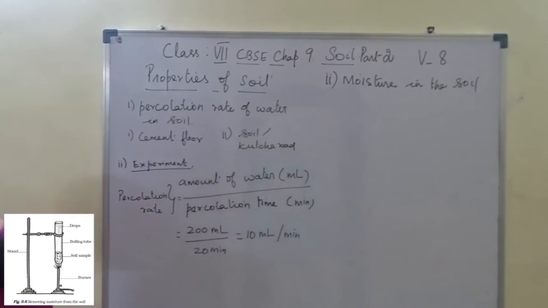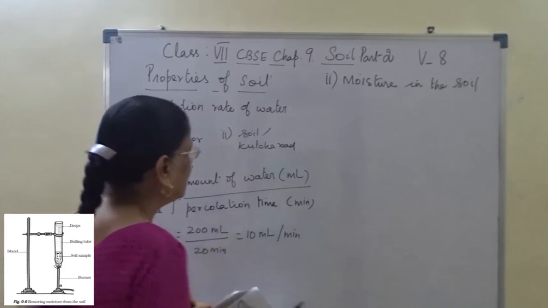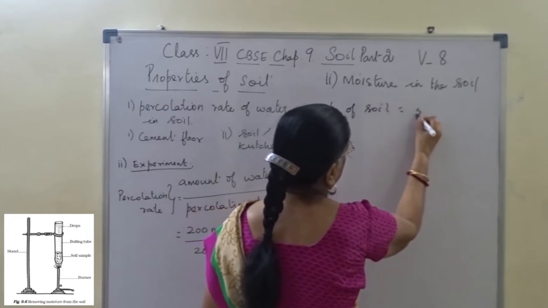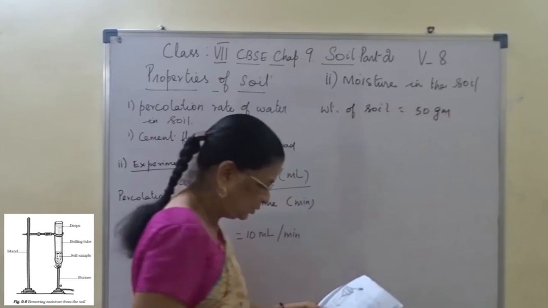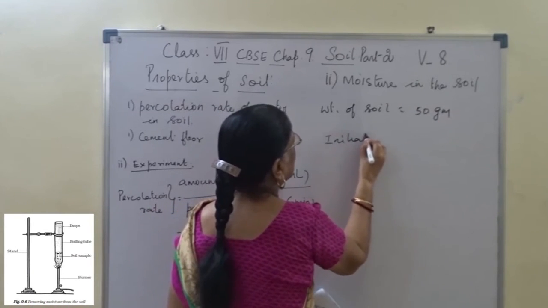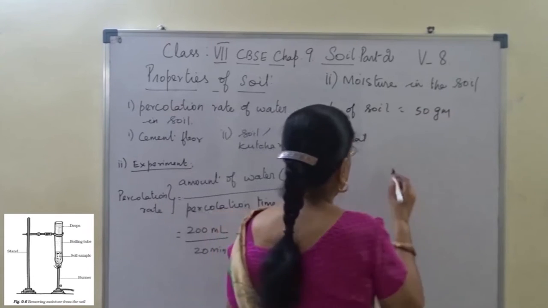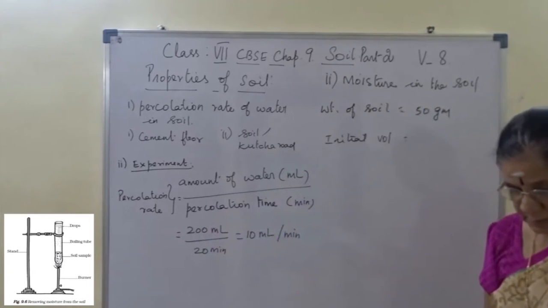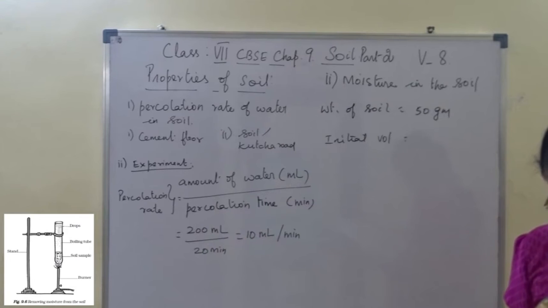There is a calculation. The weight of soil is 50 gram. Then the initial volume. So here the weight of soil is 50 gram. Initial volume, absorption.